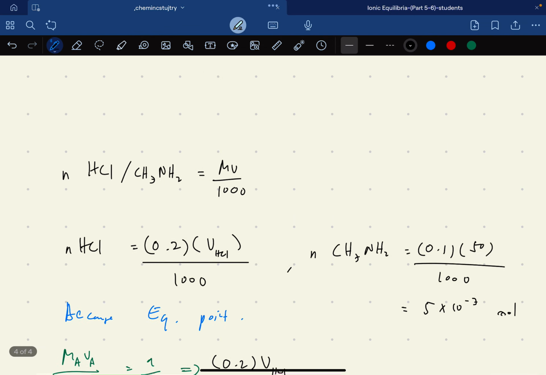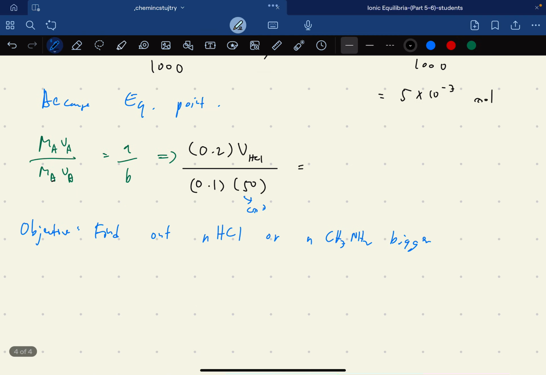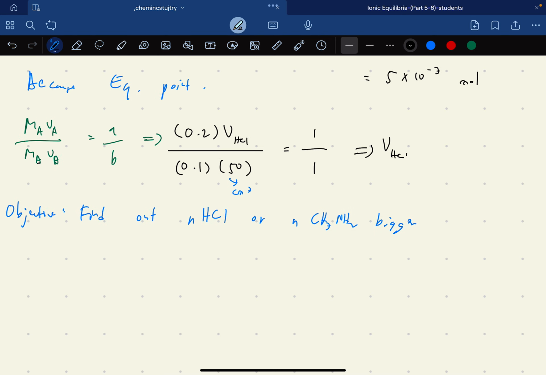Equals to a over b. What's a over b? It's just the coefficient of these two. So this is 1, this is 1, so it's just 1 over 1. Then you solve this, you get VHCl.